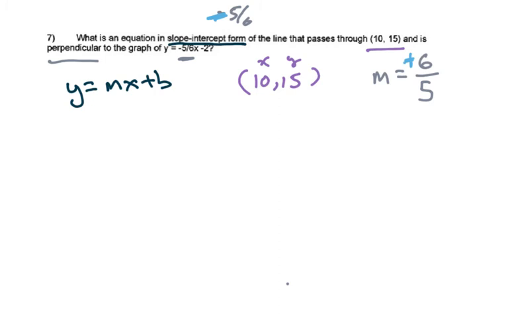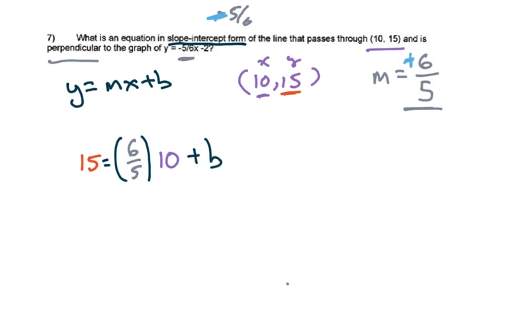Okay, we have all the relevant information. We're going to solve. So solving just consists of substituting in. We're going to plug in the y value, which is 15, the x value, which is 10, and then the slope, which is 6/5. And everything else is still the same. So y equals mx plus b. Okay, and then we'll solve.